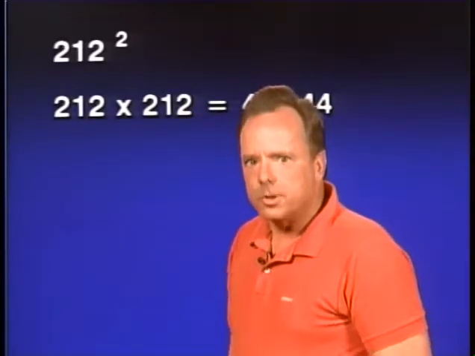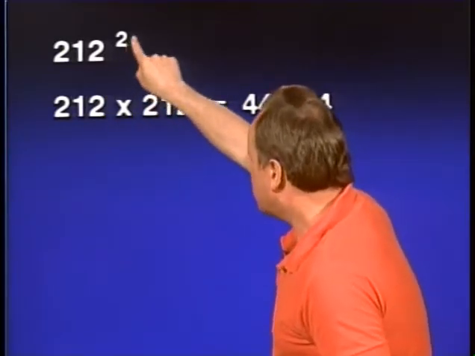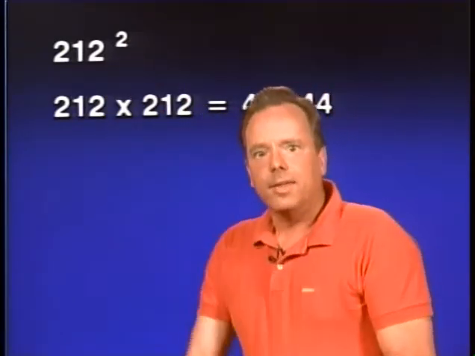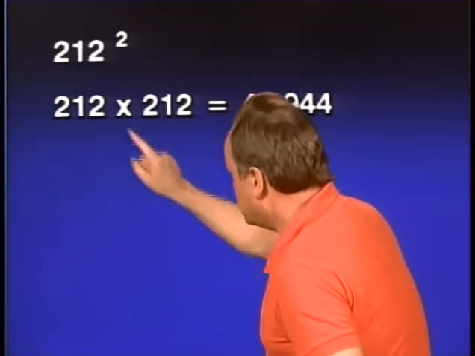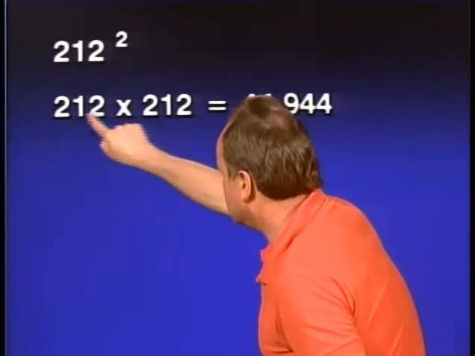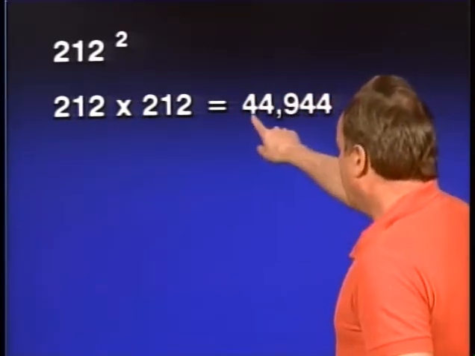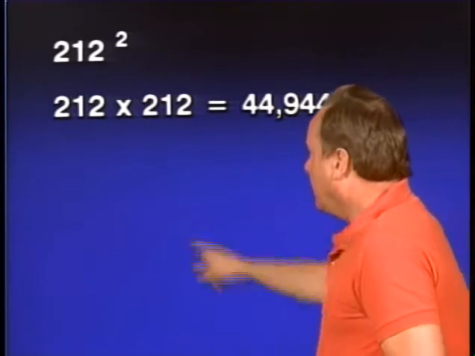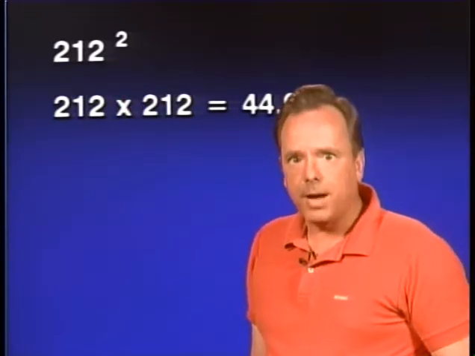All right, now they're also going to ask you, what is the square of a number? Well, that's raising a number to the 2nd power. For instance, here is 212 to the 2nd power, or 212 squared. That means the number is used as a factor 2 times. For instance, 212 times 212, the number is used as a factor 2 times. Multiply it out, the answer is 44,944, and that's 212 squared, or 212 raised to the 2nd power.